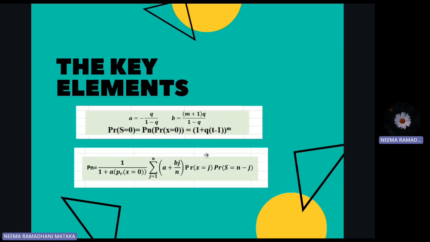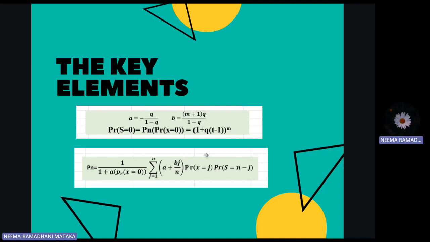And lastly, we have two key elements: since it's a binomial distribution, we know that we have to use the value of a, and we also have to have the value of b, and q, to solve the equation. So the value of a will be given as negative q over 1 minus q. Your q is your probability of success, and b will be equal to (m plus 1) times q divided by 1 minus q. And your m is the total number of outcomes.